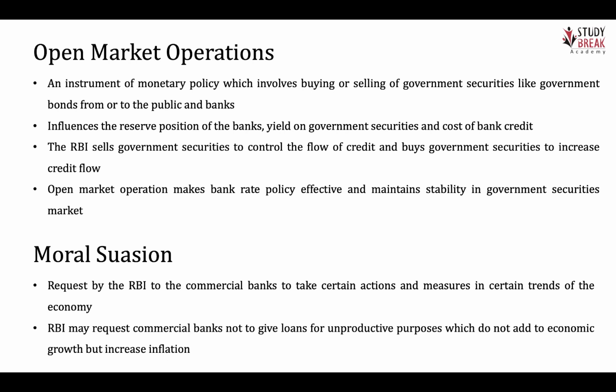Now, what is moral suasion? Moral suasion means the RBI actually requests the commercial banks not to lend to a particular economic area or for unproductive purposes. You rather lend to agriculture or those areas which actually bring economic growth, not to those areas which just bring inflation and not economic growth. So these are all controlled by the RBI through moral suasion, and banks have to listen to them, because banks will have to be in the good books of the RBI to function properly in India.